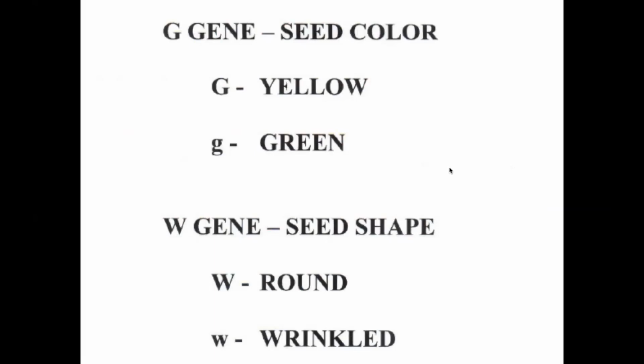Using the same example we've been discussing, we're going to define the seed color gene as the G gene. There are two allelic alternatives, represented symbolically with an uppercase G being the yellow allele and the lowercase g being the green allele. And then we have the seed-shape gene, we'll call it the W gene. Uppercase W is round, and a lowercase w is the wrinkled allele.